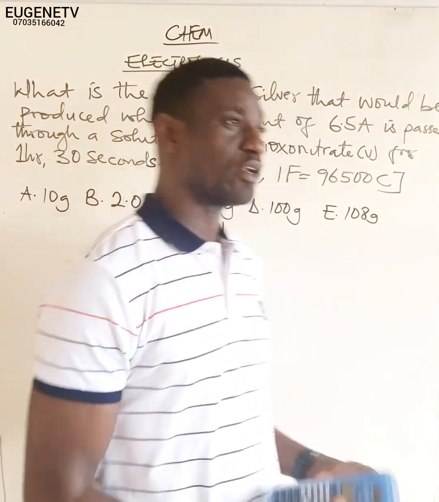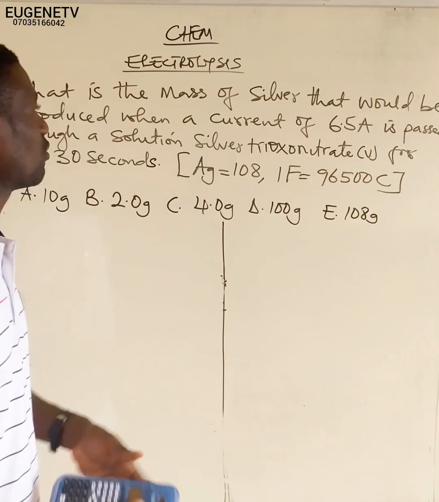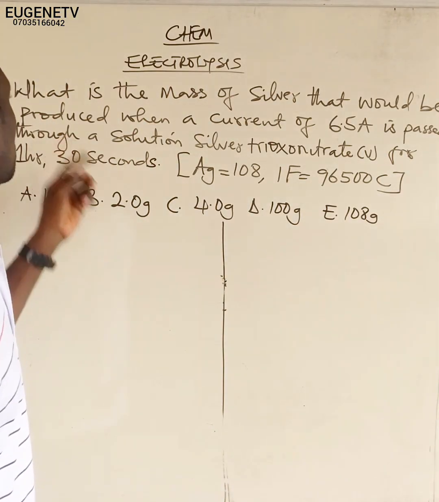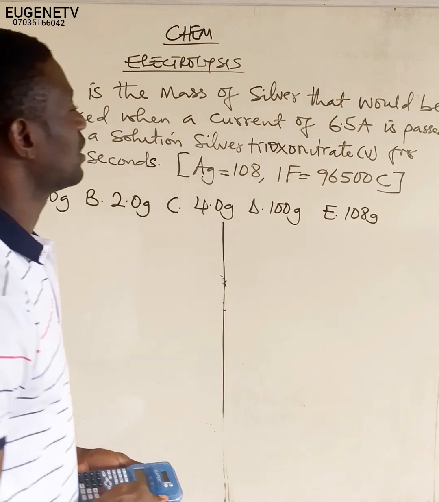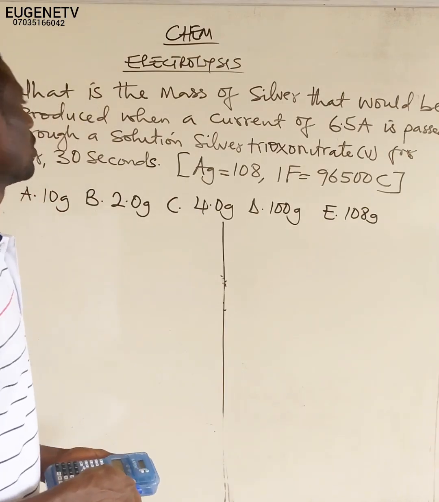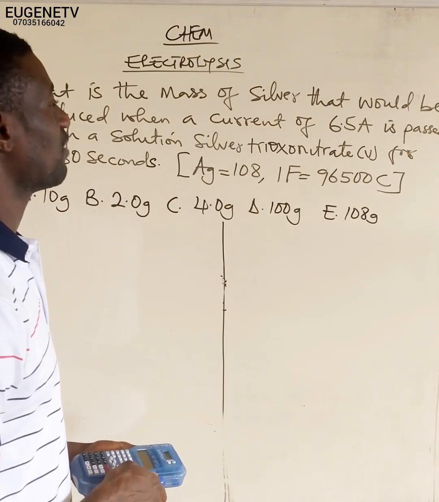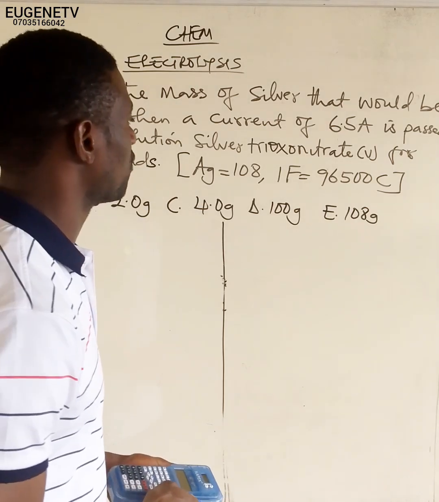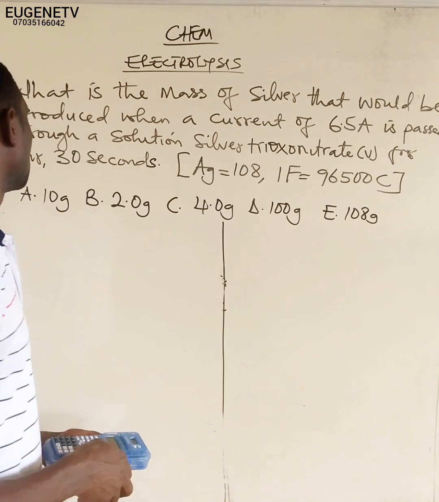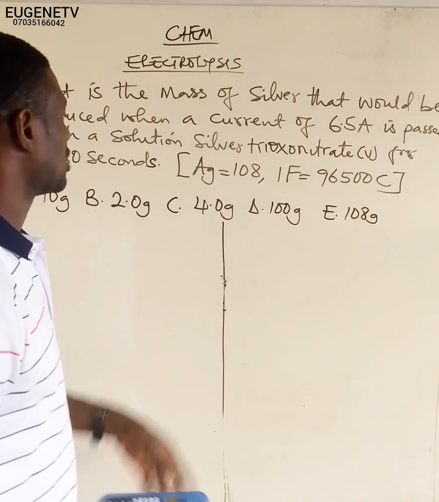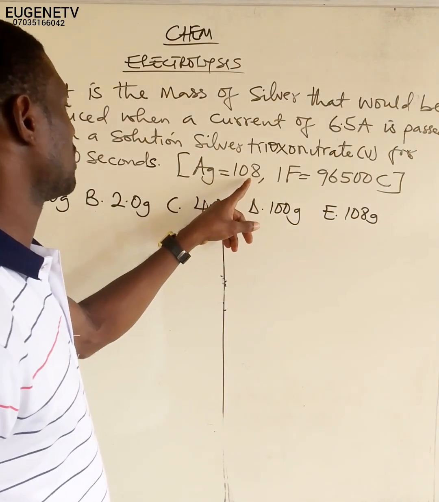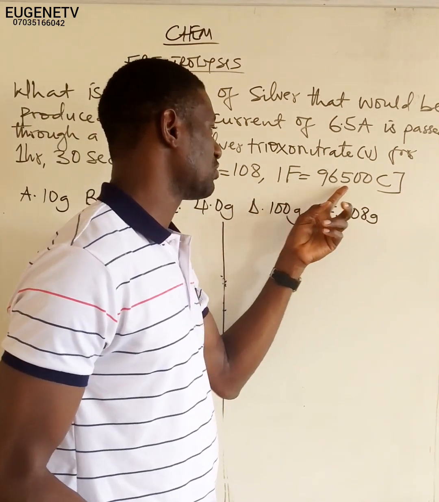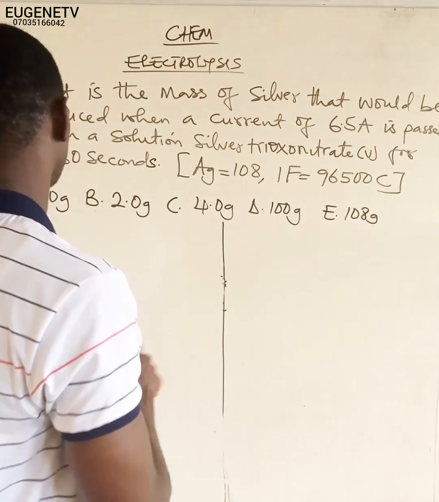Thank you. Okay, let us look at the question that is before us, and of course this question is based on electrolysis. The question says, what is the mass of silver that will be produced when a current of 6.5 ampere is passed through a solution of silver nitrate for 1 hour 30 seconds? The atomic mass of silver is 108, and of course 1 Faraday equals 96500 coulomb.